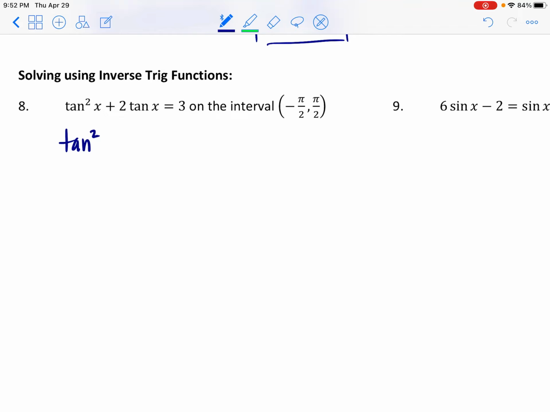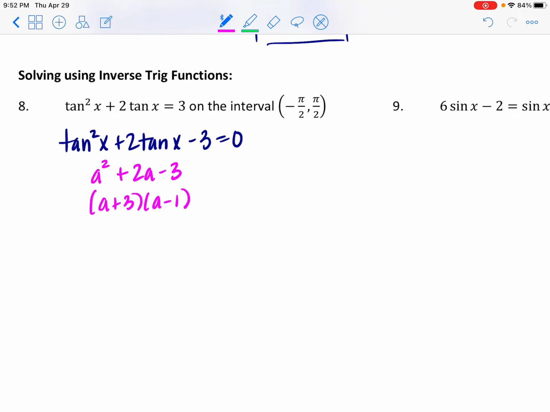So tangent squared x plus 2 tangent of x. I'm going to subtract the 3 over, make it equal to 0. And this is just like trying to factor a squared plus 2a minus 3. This would factor into a plus 3 and a minus 1, which means our tangent expression up there is going to factor into tangent of x plus 3 and tangent of x minus 1.